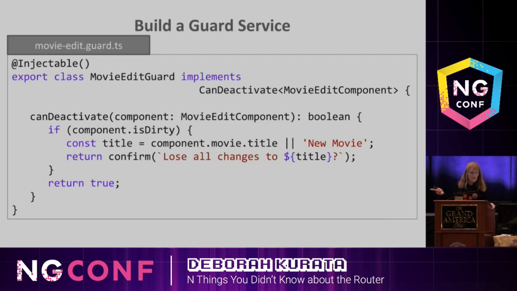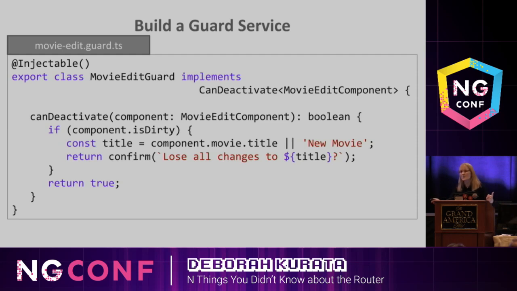We build a guard service very similar to how we build our resolver service. We implement the name of the guard. So in this case, it's CanDeactivate. We could also do CanActivate, CanLoad, and so on. Here I'm using the generic parameter to pass in the component that's being deactivated. The CanDeactivate can take in the component that's being deactivated.